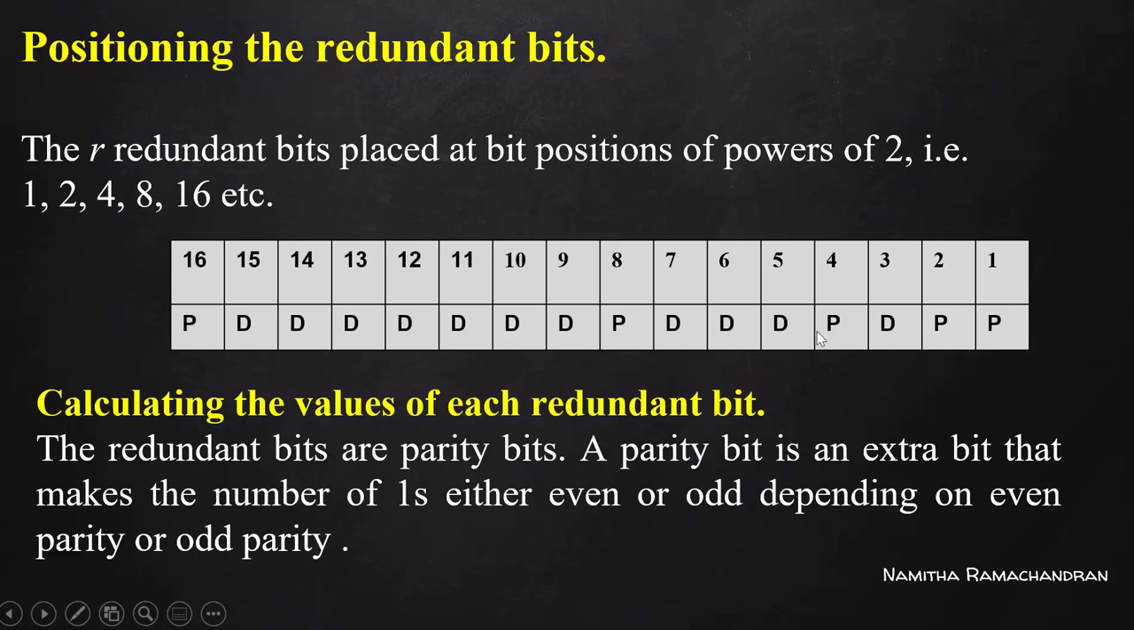The redundant bits are actually parity bits. This parity is an extra bit that makes the number of ones either even or odd, depending upon the type of parity system we are following. That means we have different parity systems like even parity and odd parity. So based on the type of parity system we are following, we need to make the value of this parity bit either 0 or 1. Exactly like the principle that we have discussed in the case of parity code.